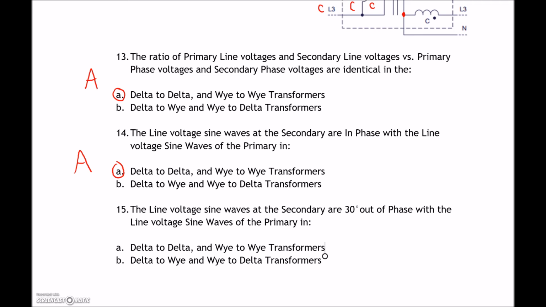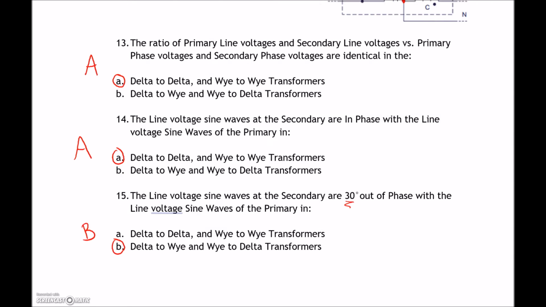Whereas when you have a delta to Y or a Y to delta, then you're going for more of a parallel to a series combination, or a series to a parallel combination. And with those guys, they're actually 30 degrees out of phase, meaning that your primary sine wave and your secondary sine wave are no longer in phase. They're 30 degrees phase shifted. So 15 is B.